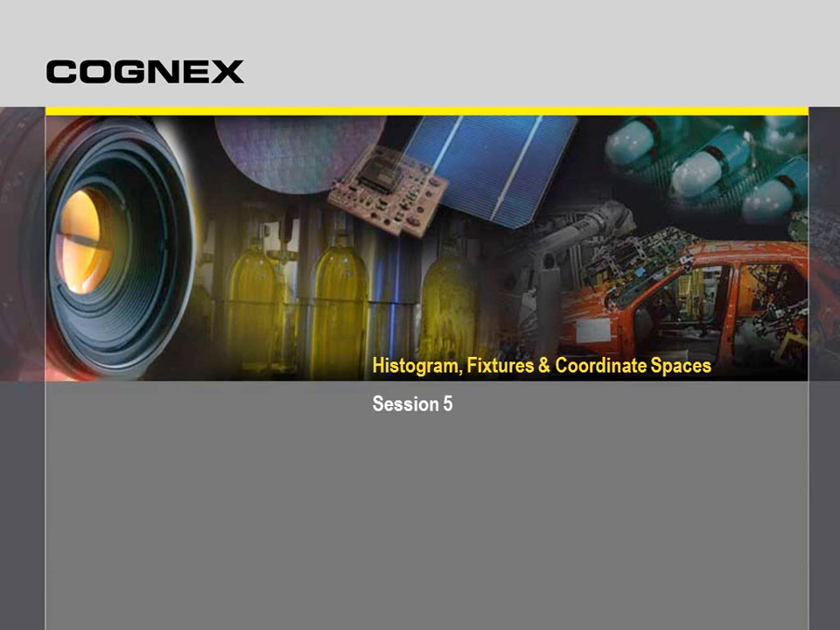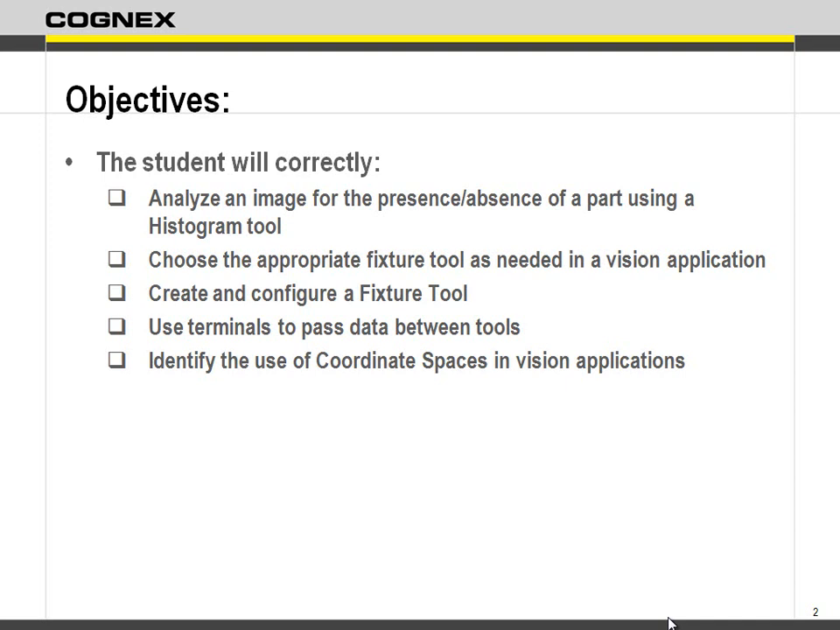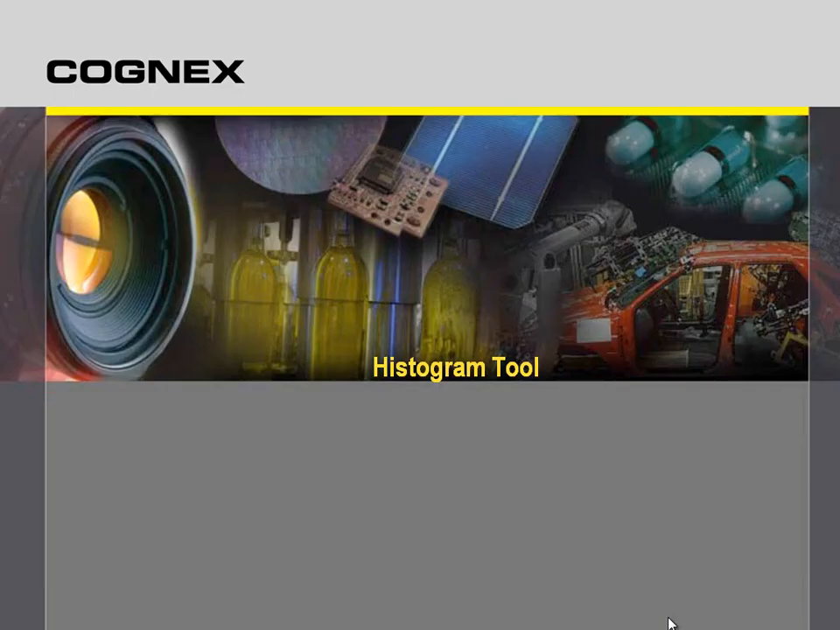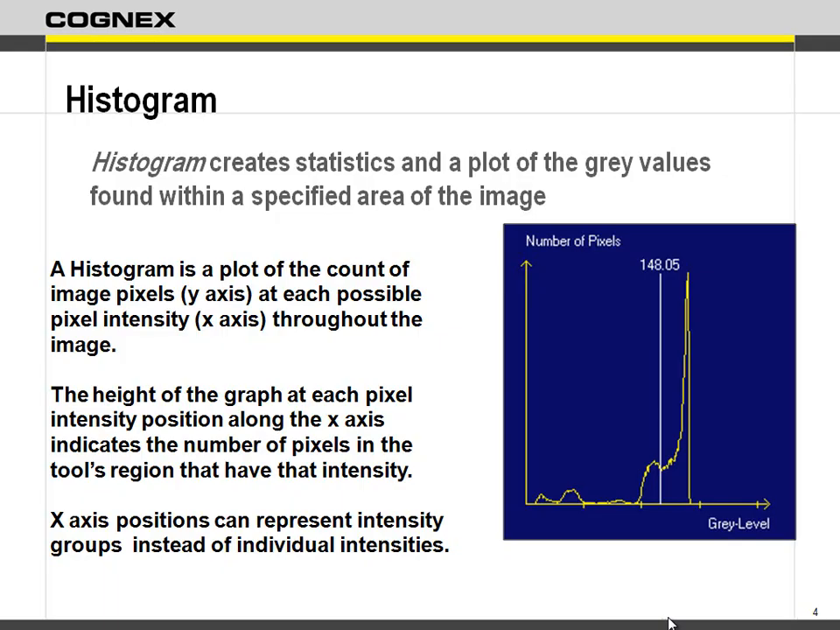Okay, so we're going to keep going now. We're going to talk about the histogram tool, where it's used for presence and absence. Then we're going to talk about fixturing, because we're going to want our regions to move with our part. We're going to actually create a fixture tool. We're going to look at the terminals to pass the data back and forth between them. And we're also going to talk about coordinate spaces, because we can't really talk about fixturing unless we talk about coordinate spaces. So let's talk a little bit about a histogram tool.